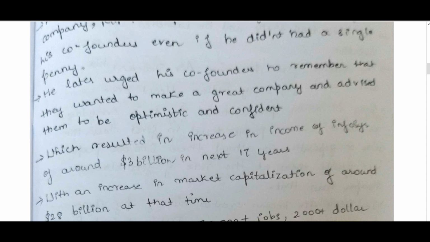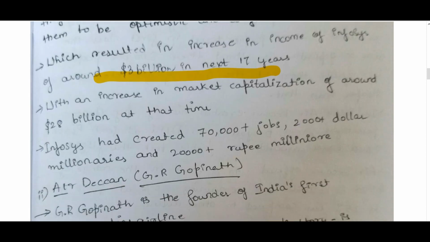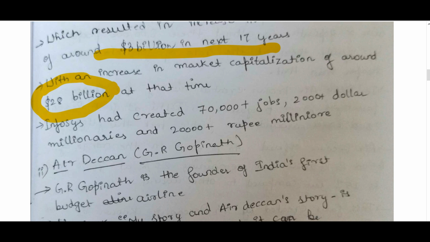an increase in the income of Infosys of around $3 billion in the next 17 years. In those 17 years, they made $3 billion in revenue, with an increase in market capitalization of around $28 billion at that time. So they made $3 billion in revenue, and their market valuation became $28 billion. Infosys has created 70,000 plus jobs, 2,000 plus dollar millionaires, and 28,000 plus rupee millionaires.